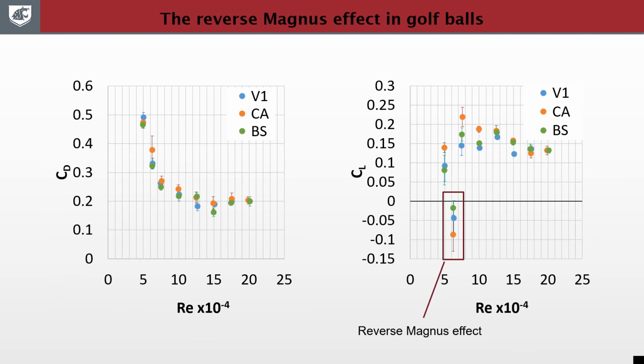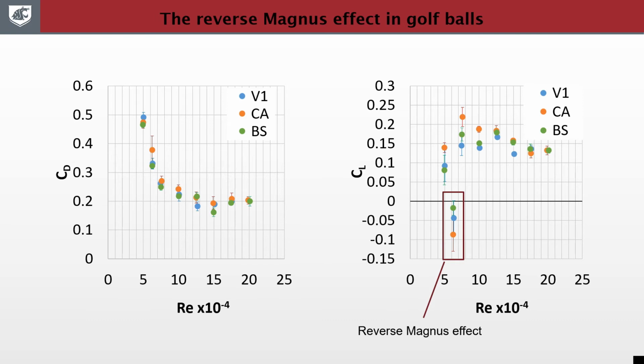Here we projected the golf balls through still air at a Reynolds number ranging from 50,000 to 200,000. The spin rate was constant at 2250 RPM. A characteristic drag crisis is apparent for all three models on the left. As expected, the lift coefficient is generally positive.